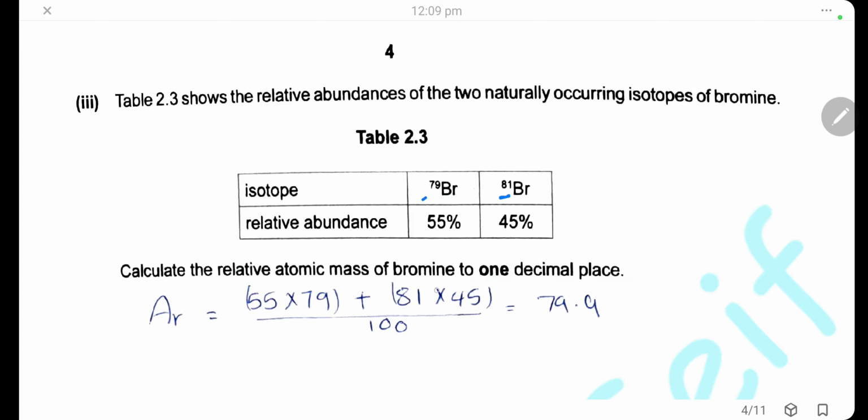To calculate the relative atomic mass, we will multiply the mass of each isotope by its percentage abundance, then add them together and divide by 100. So first we will multiply 79 by 55, then 81 by 45, and we will add them together and divide the total by 100 to get the relative atomic mass, which will be 79.9.